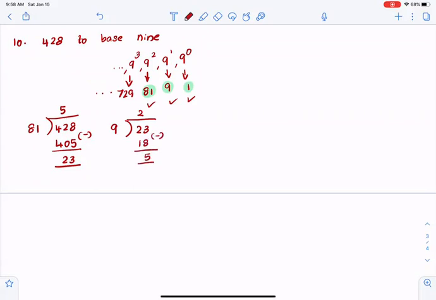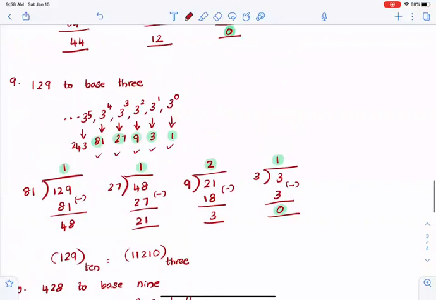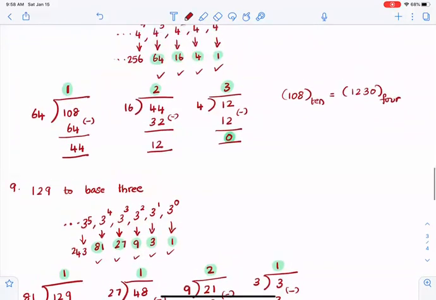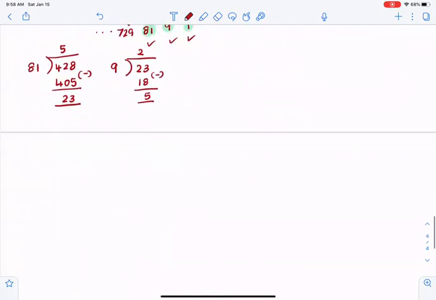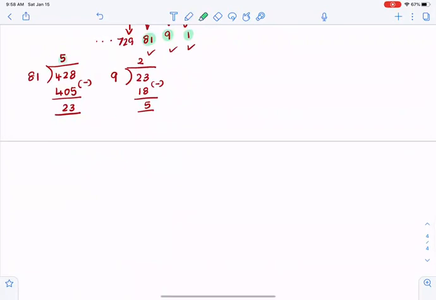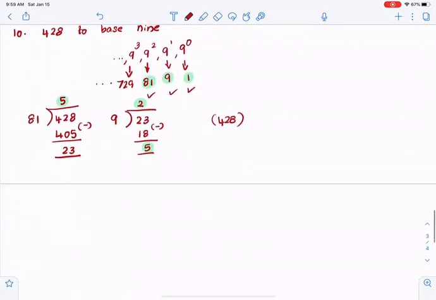Mind you, if we have 3 digits, you just have to do 2 divisions. If you go back and look at the previous problem, 5 digits, I divided 4 times and took the remainder for the last one. 4 digits, I divided 3 times and the remainder became the last digit. So here the number would be 525. So 428 in base 10 would be equal to 525 in base 9.